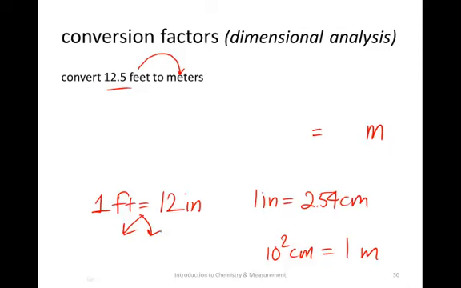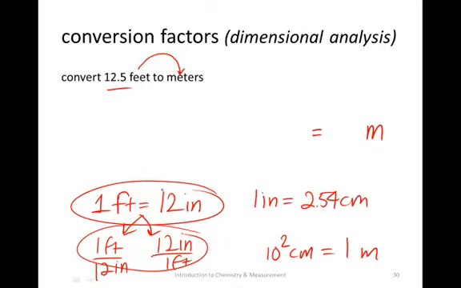So 1 foot over 12 inches, or 12 inches over 1 foot. So I can say that in 1 foot, there's 12 inches, or there are 12 inches in 1 foot. Both of these say the same thing, that 1 foot equals 12 inches. Now I can do the same, write two conversion factors for 10 to the second centimeters over 1 meter, or 1 meter over 10 to the second centimeters. Same thing for our inches and centimeter conversion factors.